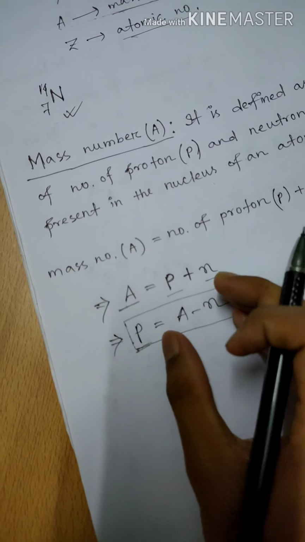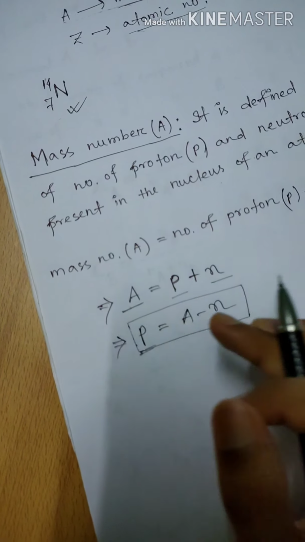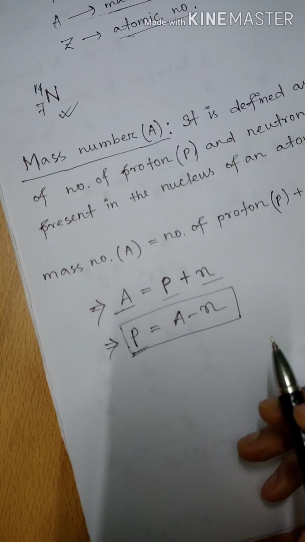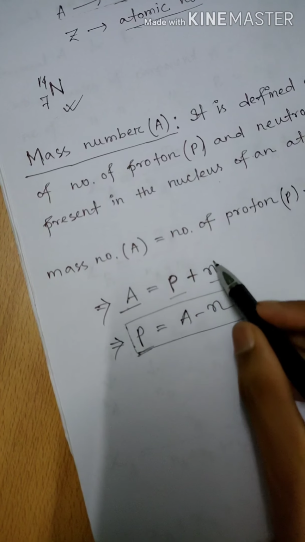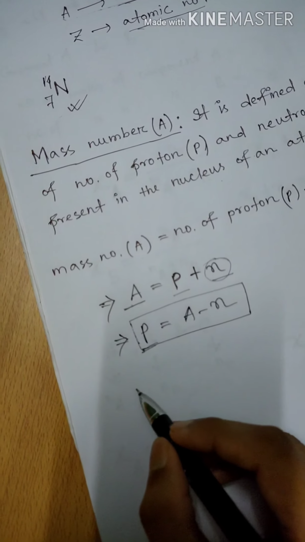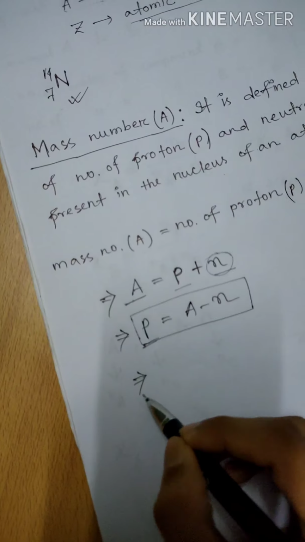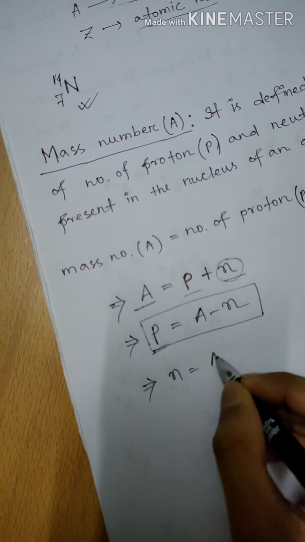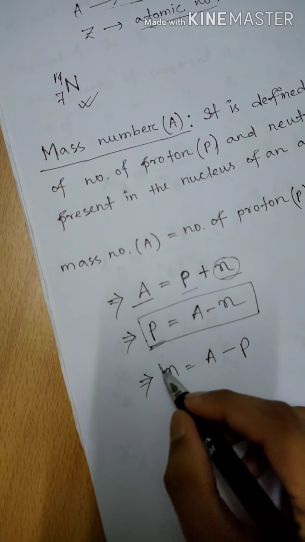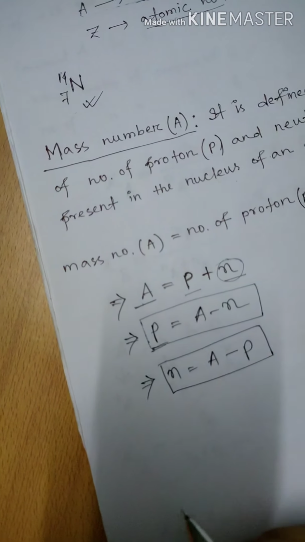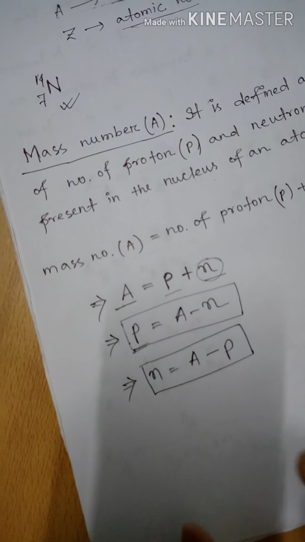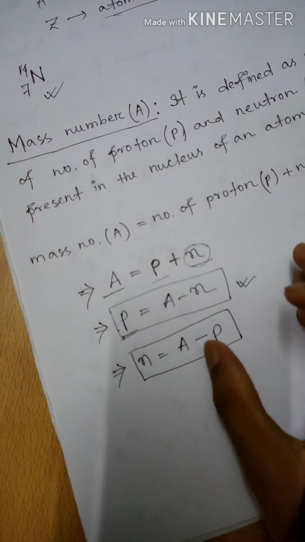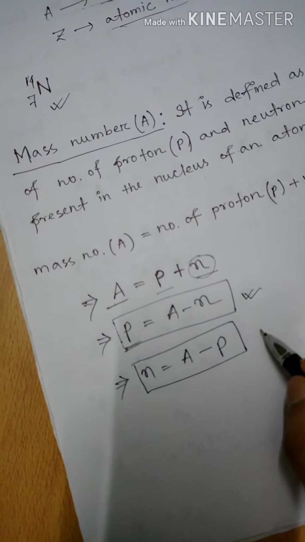Also, if we know the mass number of any atom and the number of protons present in that atom, then we shall get the number of neutrons. So the formula for finding the number of neutrons is N equals A minus P. Okay, so this is the formula for finding the number of neutrons present in any atom. So we have the formulas for finding the number of protons and the number of neutrons.